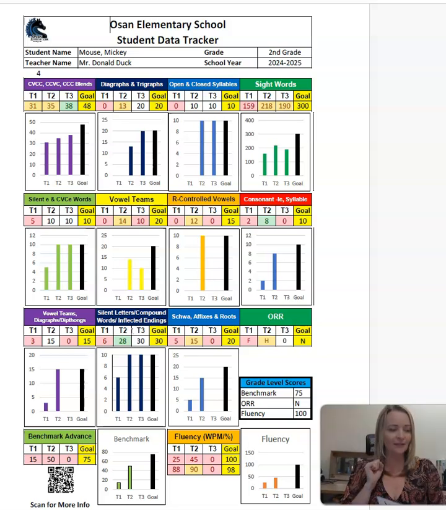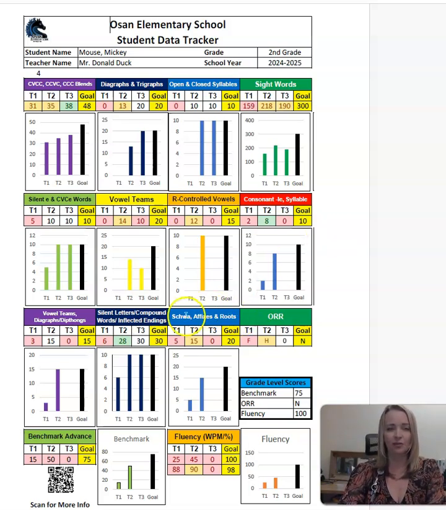So here's some examples. And compound words are two words that are stuck together to make one word. So for example, bathroom: two full words put together to make one word. Butterfly would be another example. And then inflected endings is adding the ed or the ing, where you're dropping the e to add the ed, or you're having to add the consonant to add the ing. So here's some examples right here of words that they read.